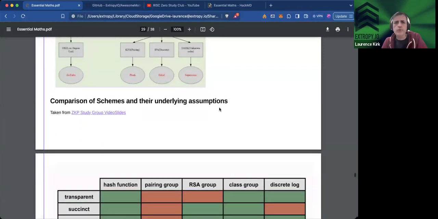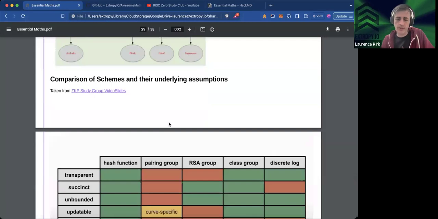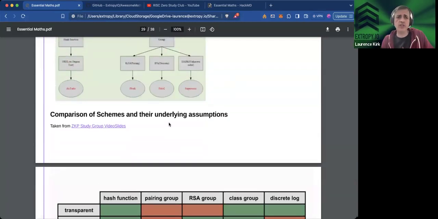Now, the next few diagrams are taken from the ZK study group video where Justin Drake talks about these. It's a great video, or it's a set of videos. So please do have a look at those. I've just taken some details just to give you an idea how some of these commitment schemes compare to each other.